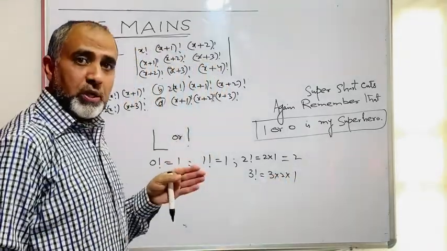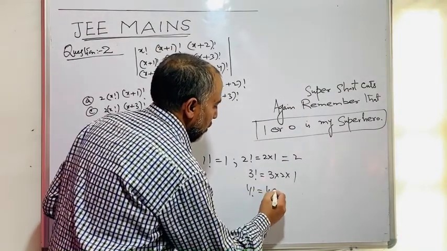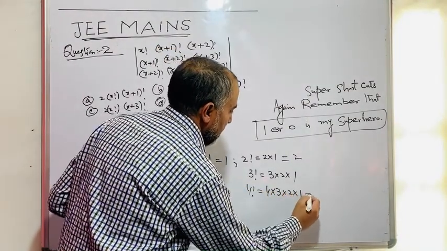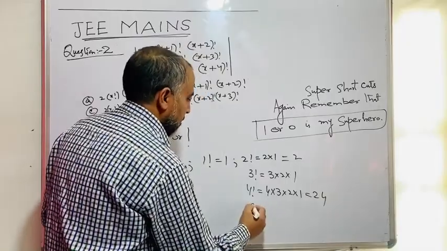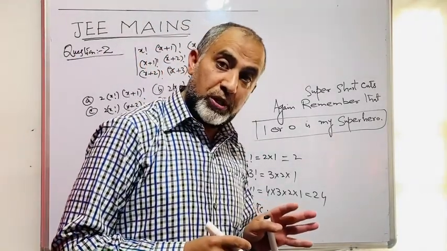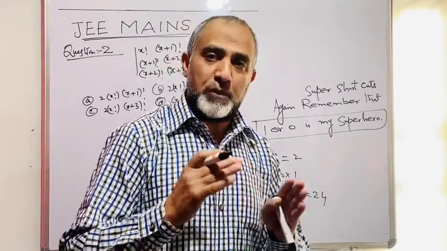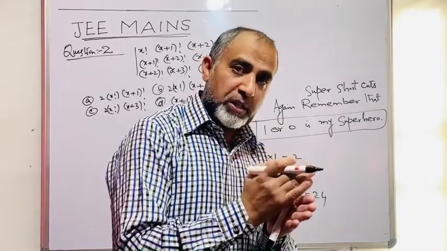I'm giving you the idea of the factorial. Okay, what about 4 factorial? 4 factorial is 4 into 3 into 2 into 1, which is 24. And 0 factorial is equal to 1. You also have to remember that factorial means you keep reducing by one until you reach one.